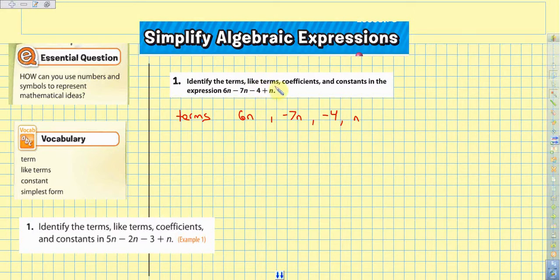Okay, they want to know like terms. Well, once you already have the terms out, we can look at these and say which ones are like. Well, the ones that are like are the ones that have the same variable. So I have an n, I have an n, and I have an n. That's the only variable I got. And they're all the same. So really I have three like terms. I have 6n, negative 7n, and n.